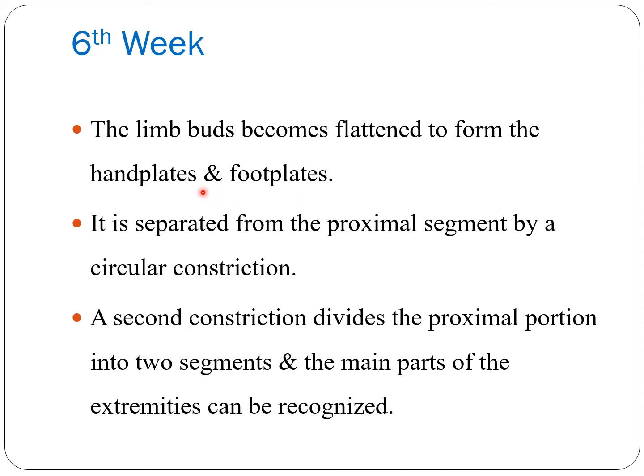These limb buds, which have these flat structures known as hand and foot plates, are separated from the proximal segment by a circular constriction. A second constriction later also forms there, dividing the proximal portion into two segments. The main parts of the extremities can be recognized in the 6th week.